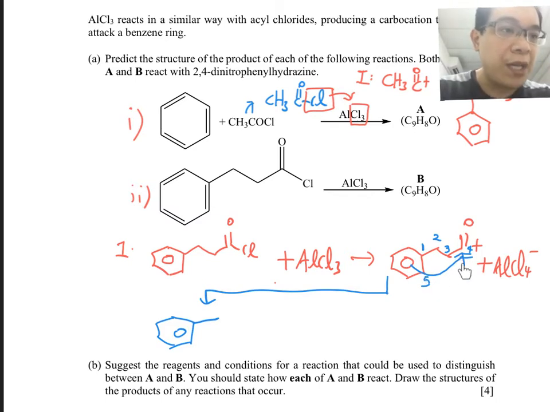And we know this is a 5-member ring, so we're going to draw a 5-member ring structure. So this is how the 5-member ring structure looks like. Then the next step is you do the numbering again. This is 1, 2, 3, 4, 5.